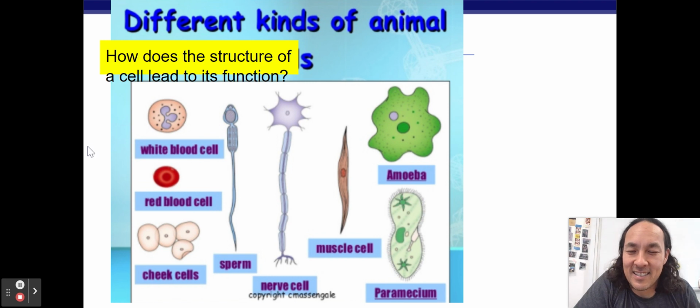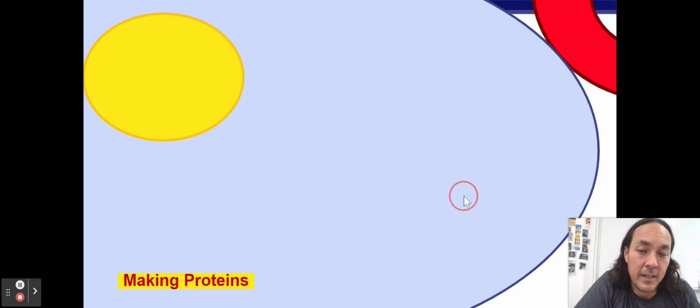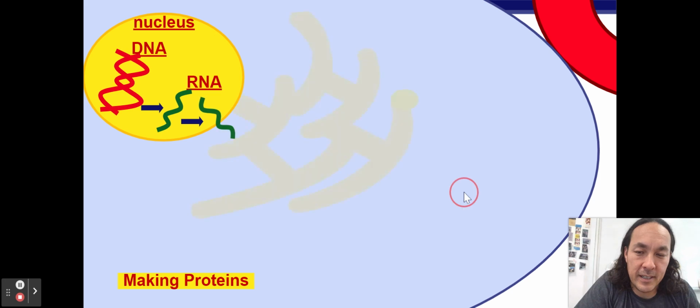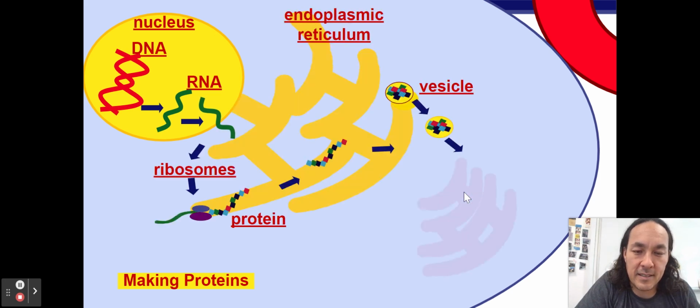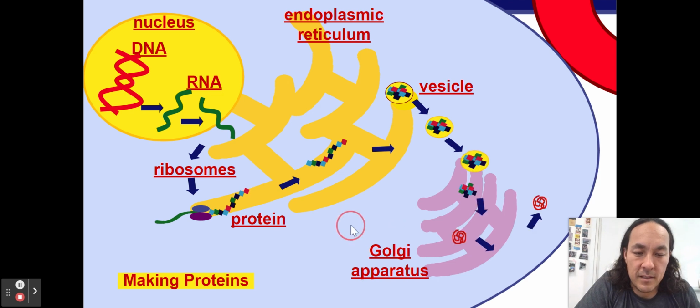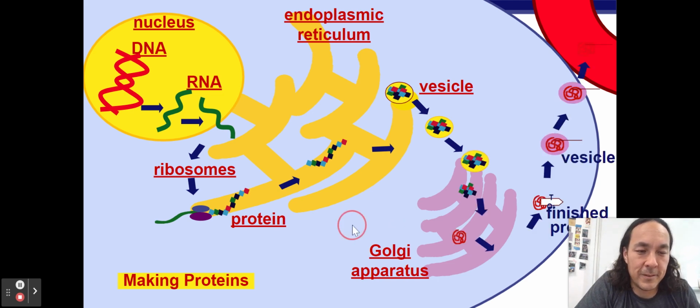All right. How does the structure of a cell lead to its function? Well, you can have many different cell shapes and types, and they're going to perform certain functions. Here's another picture of the protein synthesis. We call this the endomembrane system. And this is helpful to know for AP Bio.